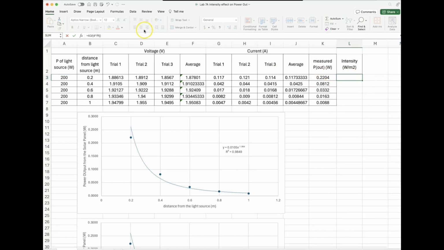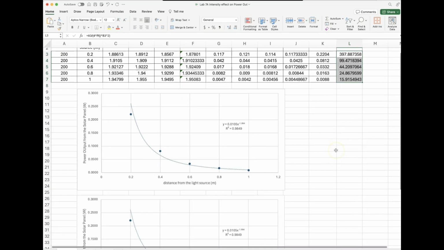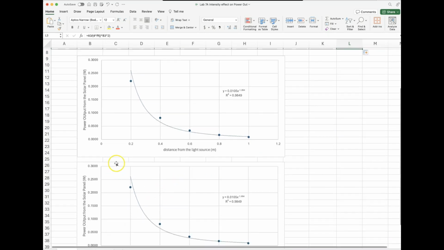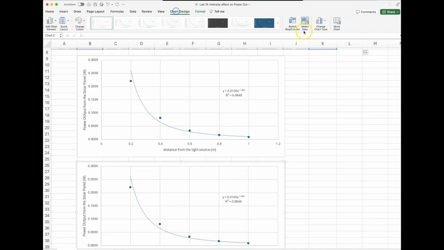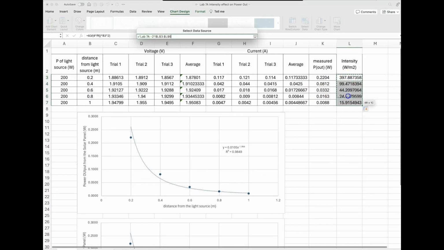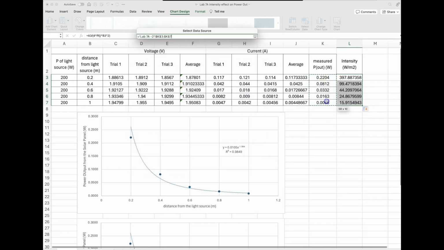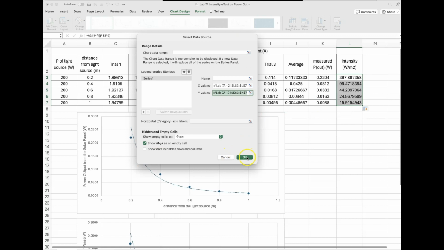Let me show you, you can see what I'm typing up here. The power of the light source divided by the surface area of a sphere, which is 4 pi times the distance squared. That'll give me the intensity of the light source at the location of the solar panel. Now I'm going to fix this by going into select data, and instead of distance, I'm going to use intensity. And then this should be power out. Just checking that, and then I can say okay.